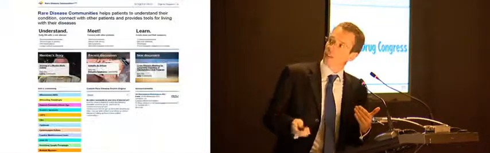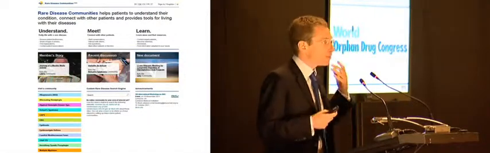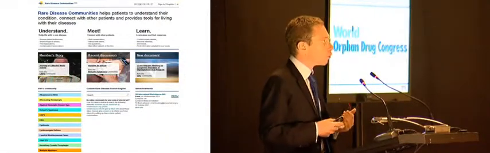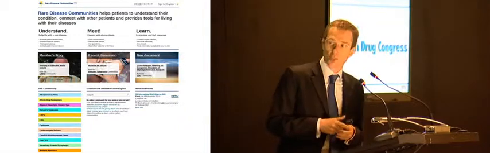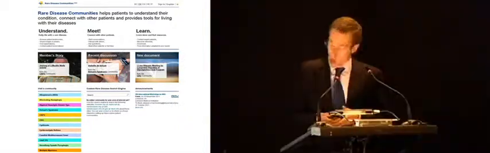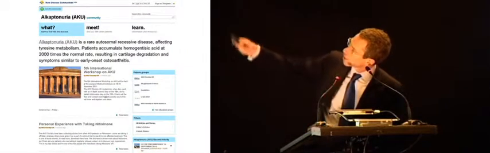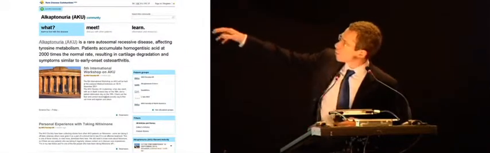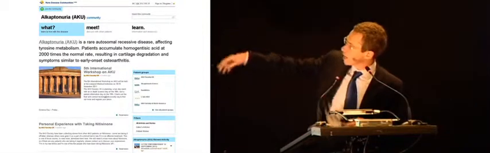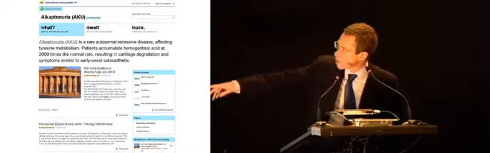And the next stage of that is really this one, where we've been involved with the Eurordis Nord rare disease communities, which again is a narrative-based community where people meet and learn. For instance, here, we have all the different groups in France, in the UK, in Italy, in North America. People share their experience.